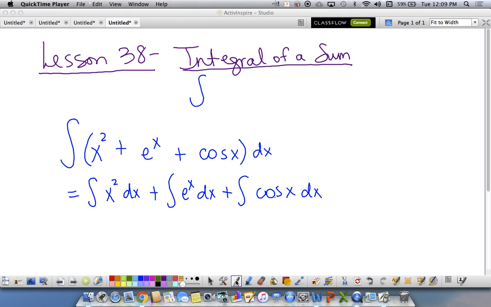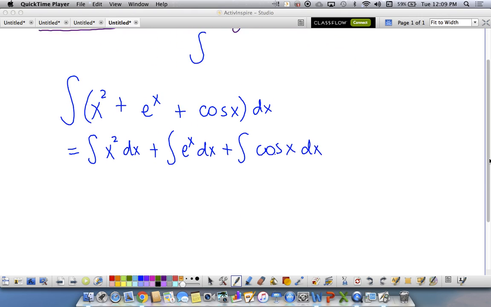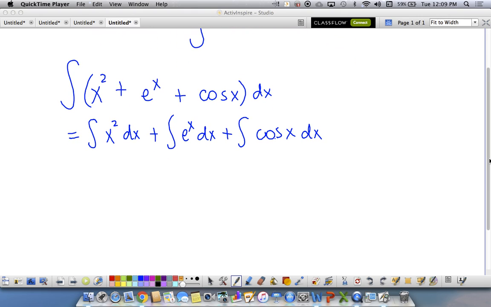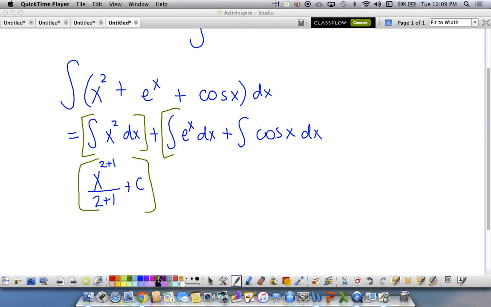I'm going to scroll for just a little bit. The integral of x squared dx. Now, the question is, what's the integral of x squared dx? We have to remember that little rule where we're adding one to the exponent, x to the 2 plus 1 over 2 plus 1, and then a plus c. That's the integral of this piece right here. Of course, I would simplify that, but I'm going to in just a minute. Let's take the next piece.